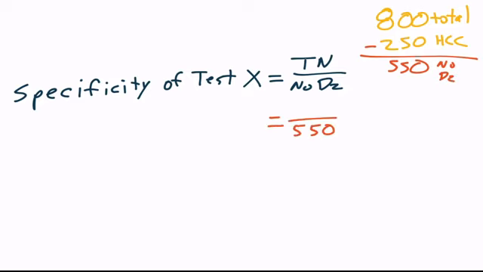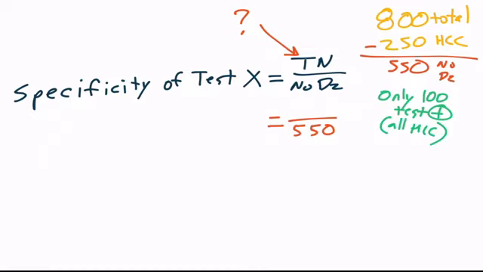But how many of them tested negative? In other words, what was our true negative number? We know that of all the 800, only 100 tested positive. And the question stem specifically states that all 100 patients that tested positive were hepatocellular carcinoma patients. That means that there were no disease-free patients that tested positive. In other words, all 550 of these not diseased patients tested negative, and they were true negatives.